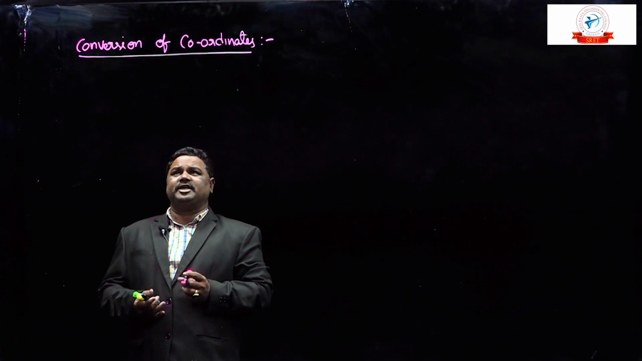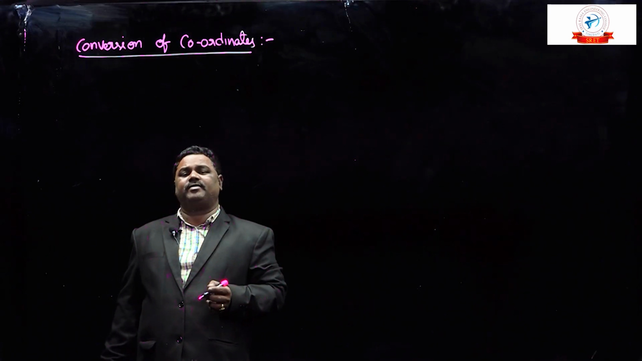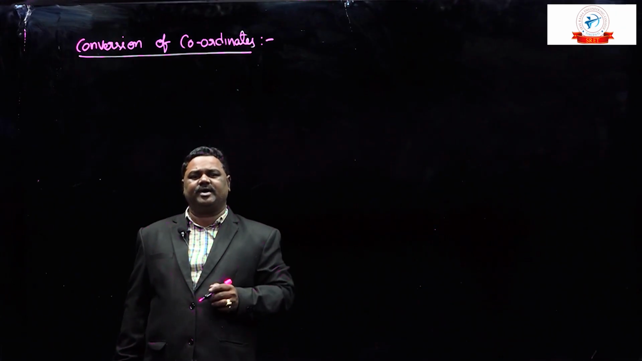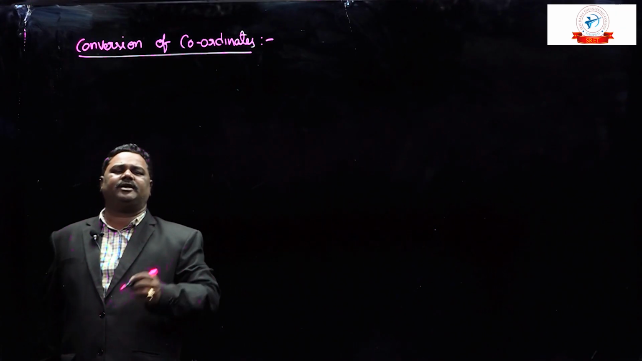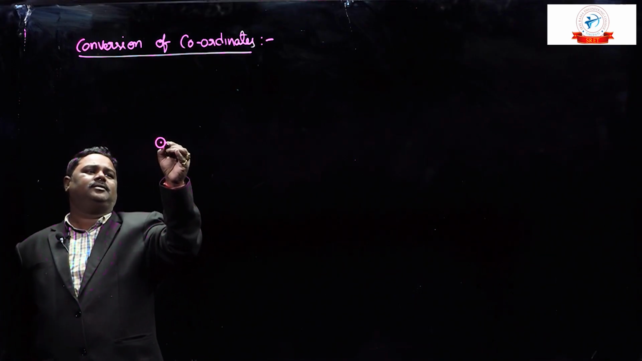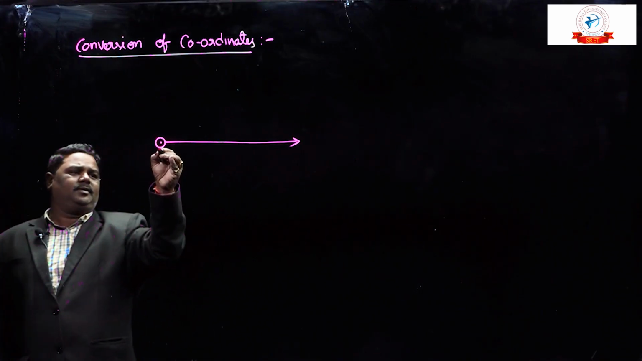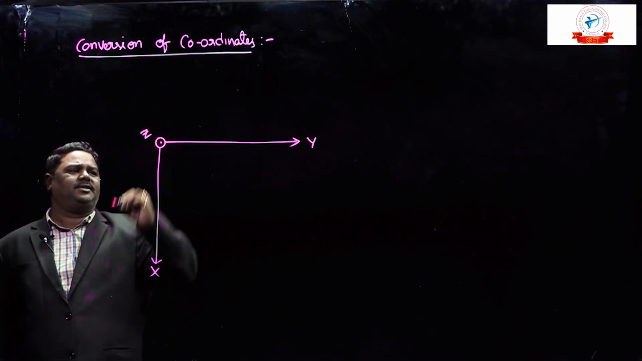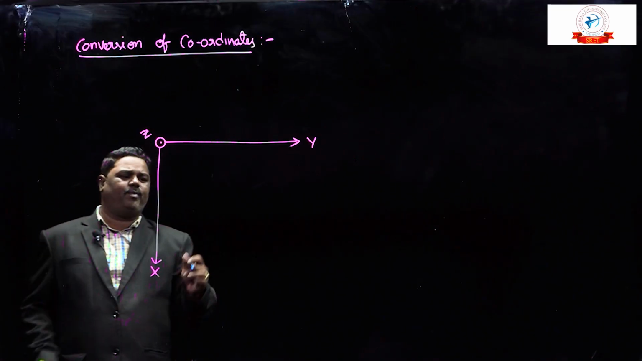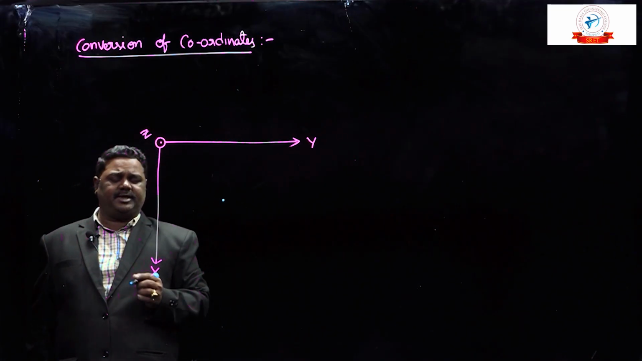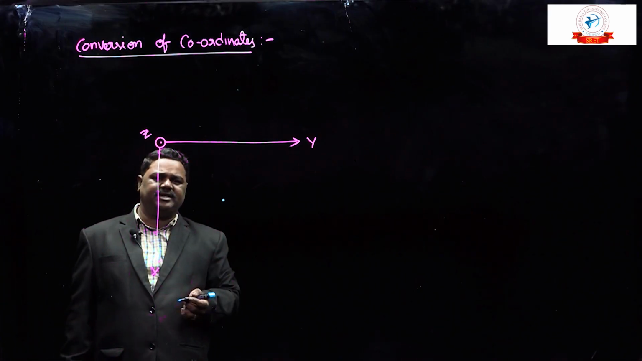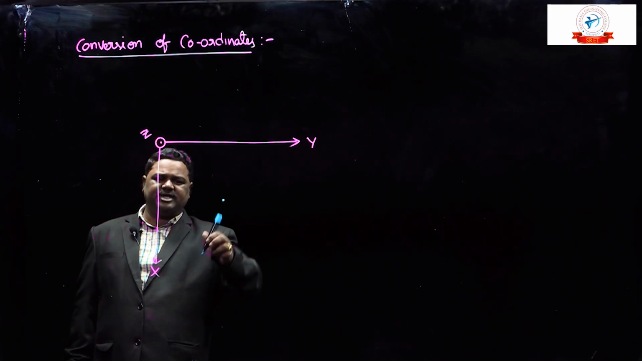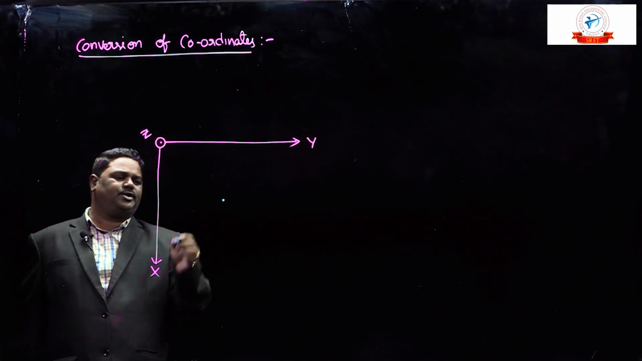Here I am going to explain the conversion of coordinates from Cartesian coordinates to cylindrical and vice versa, that is, cylindrical to Cartesian. So just consider the top view of the coordinate axis. So x axis, y axis, and this is the z axis. Consider a point here, any point. Any point in free space can be represented with a Cartesian coordinate system and also with the cylindrical coordinate system.